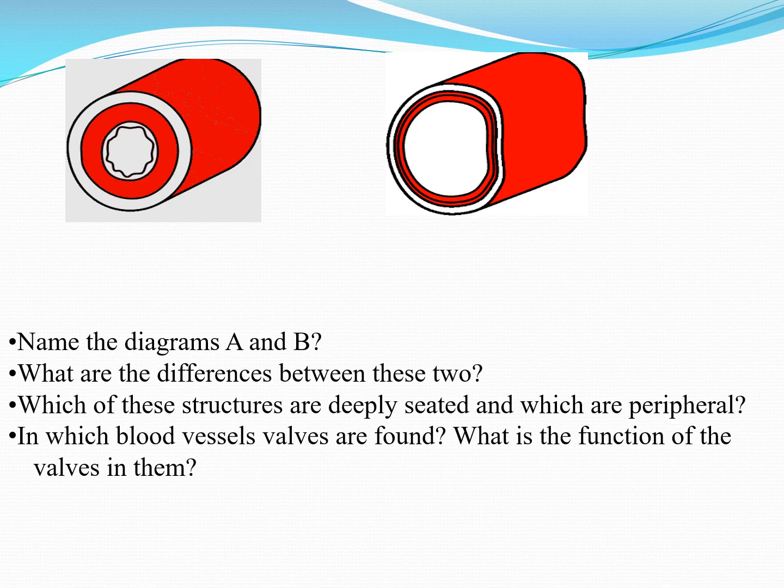Next, here first question, name the diagrams A and B. A on your left side and B on your right side. A is artery, a cut open section of artery. B is vein, a cut open section of vein. Next, what are the differences between these two? First artery, second vein. Artery is a blood vessel which carries blood away from the heart. Vein is a blood vessel which carries blood towards the heart.